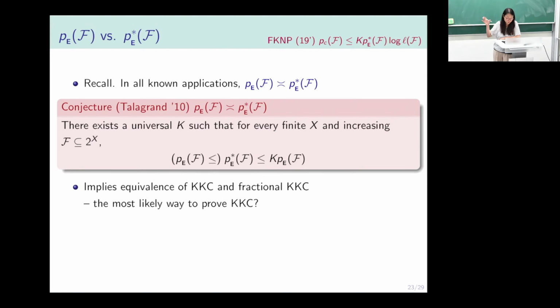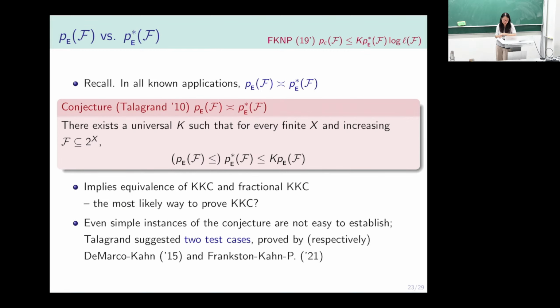Of course this implies the equivalence of the Kahn-Kalai conjecture and the fractional Kahn-Kalai conjecture. So before we proved the recent result, it was regarded as the most likely way to prove the Kahn-Kalai conjecture, because once we prove this, then we are done. But even simple instances of this conjecture are not easy to establish. Talagrand suggested two test cases. They look very simple, but even for those simple test cases, we needed some argument. This was separately proved by DeMarco and Kahn, and Frankston, Kahn, and myself. But this general conjecture is still open. We don't know.